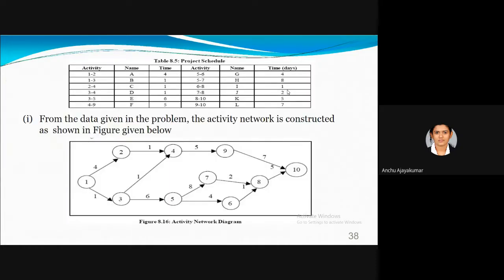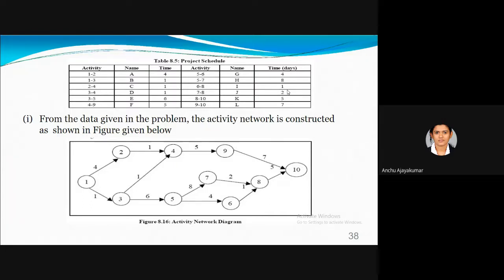So I am showing you this table and network diagram. We are drawing the network diagram. We have node 1 to node 2, where you have activity A, and from node 1 to node 3, you have activity B. And from 2 to 4, you have activity C, and like that we are drawing out the network. We are mentioning our durations in days.